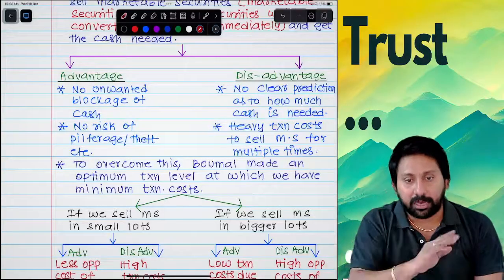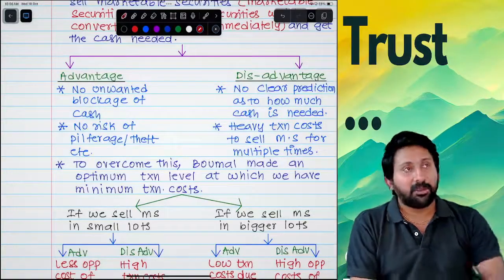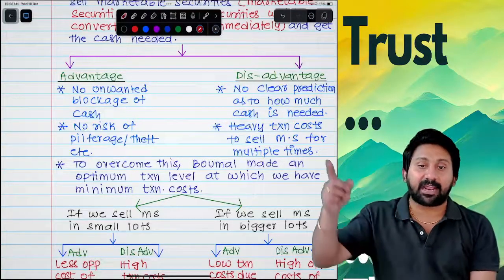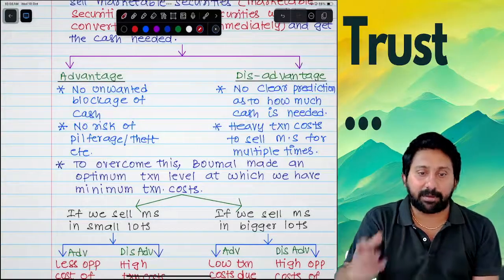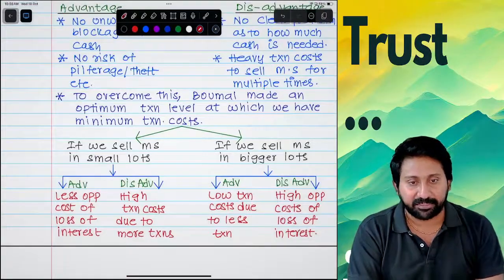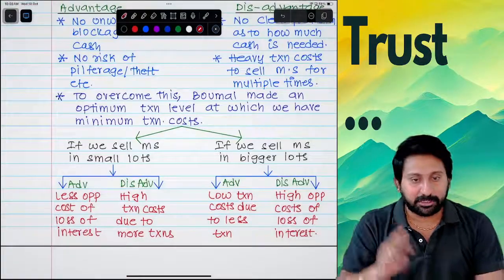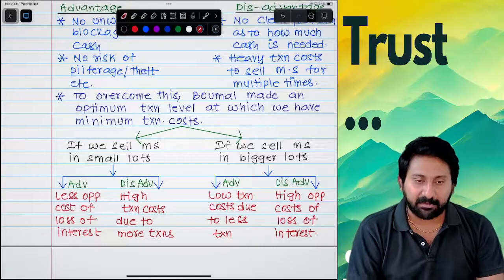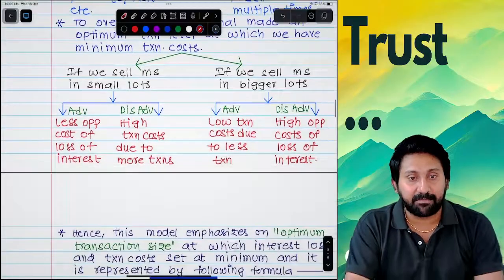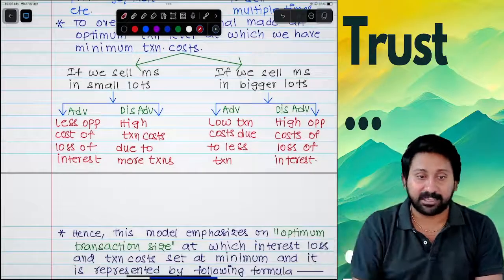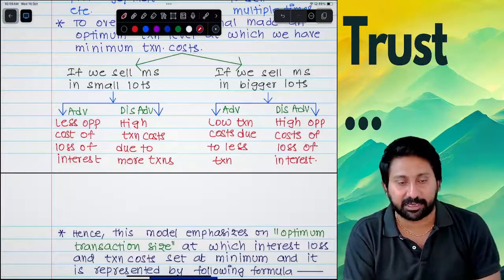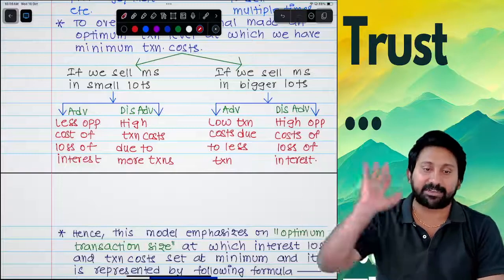Disadvantage: no clear prediction as to how much cash is needed. You will withdraw only a small amount, but how much you withdraw, prediction is difficult, and heavy transaction cost to sell the marketable securities multiple times. To overcome this, the Bowman model gives an optimum transaction level at which we can have minimum transaction cost. Two situations: if we sell marketable securities in small lots, or if we sell in bigger lots. If you sell in small lots, the advantage is less opportunity cost of loss of interest because a huge balance is still there in marketable security. Disadvantage: high transaction cost. Vice versa here.